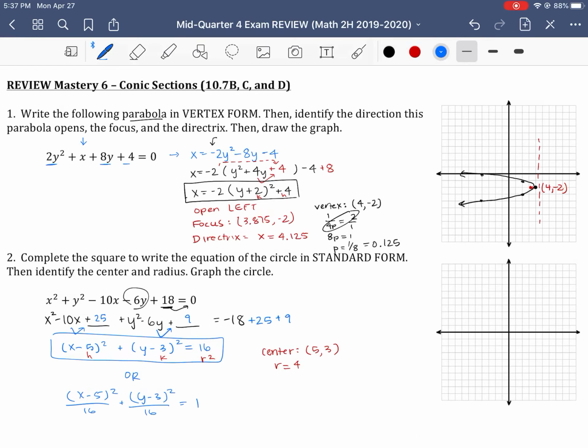And then we go ahead and plot that. So we go over 5, 1, 2, 3, 4, 5, down 3. And then your radius is 4, so we go 4 in each direction. 3, 4. And then again, we do the best we can to pass through all those little points that we made. Oh, got a little bad at the end there. All right, that's our circle.